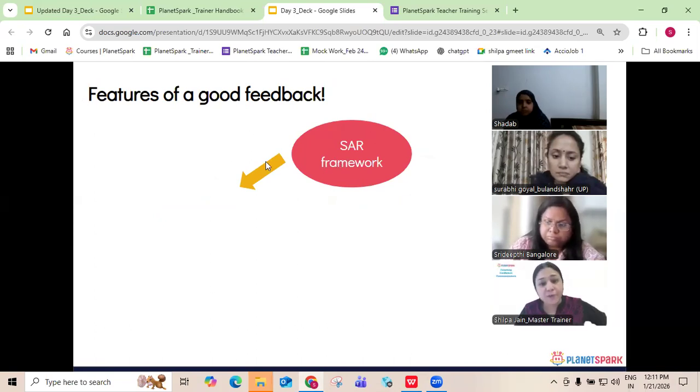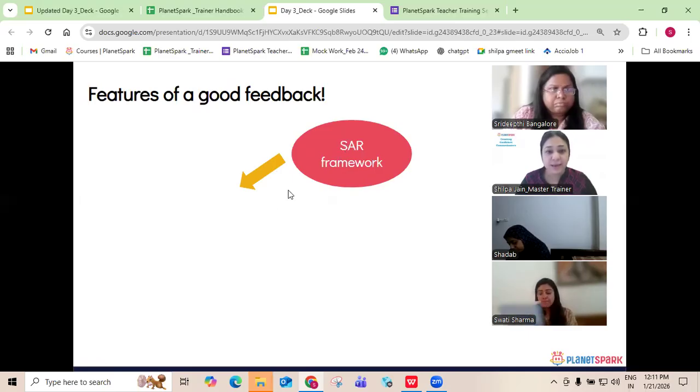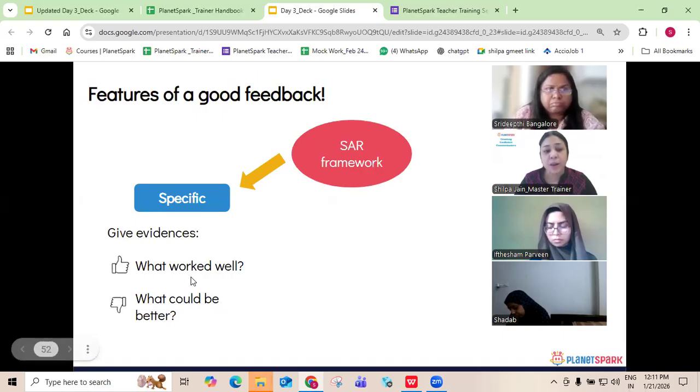At Planet Spark, we follow the SAR framework for giving feedback. SAR framework. Now, what is the SAR? Here, S stands for specific. You have to give evidence, first starting with what worked well, that is the strengths of your learner. Then you have to highlight what could be better, that is the areas of improvement of your learner.